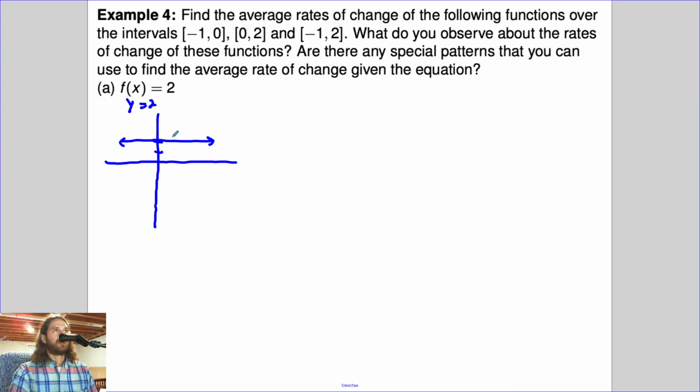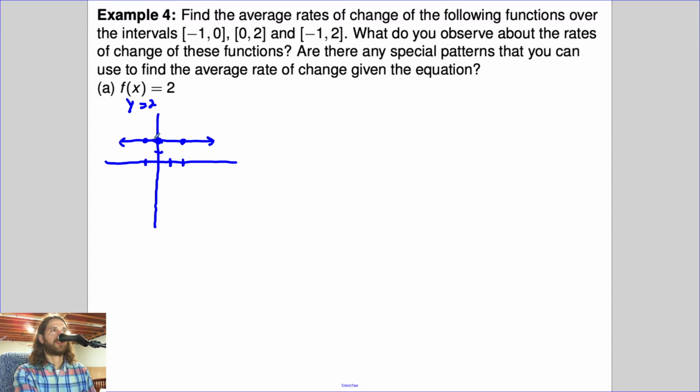All right, let's take a look at the average rate of change between a couple points in here. So let's look from -1 to 0. Let's look from 0 to 2, and then let's look from -1 to 2. So if we look at the values, it's kind of a silly thing for us to do.